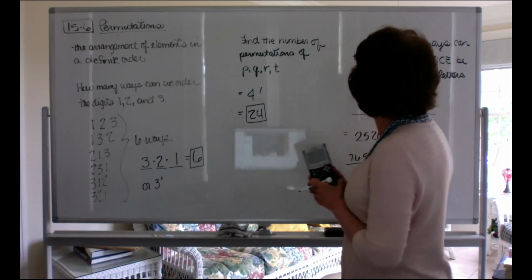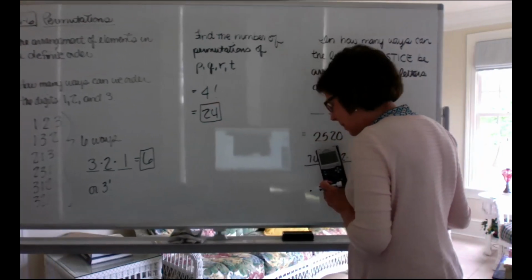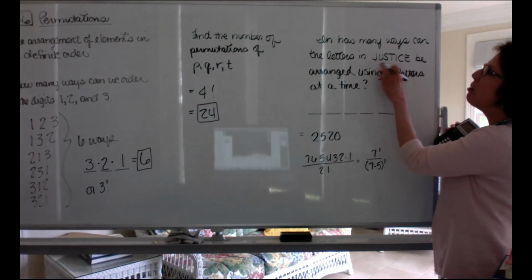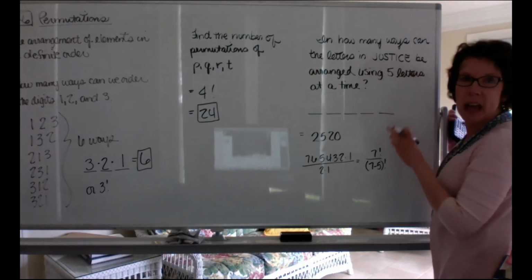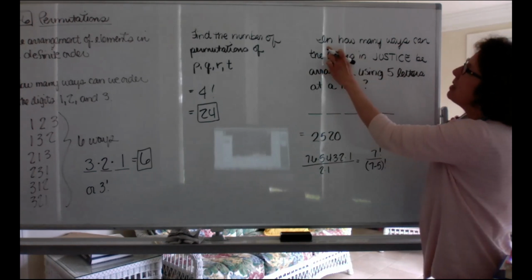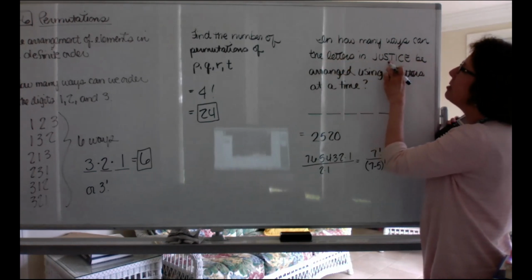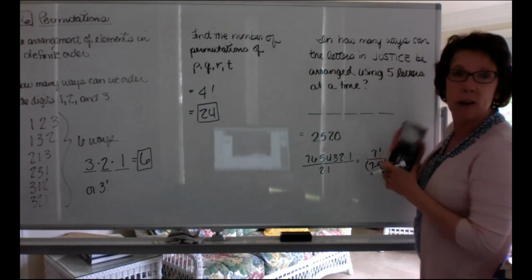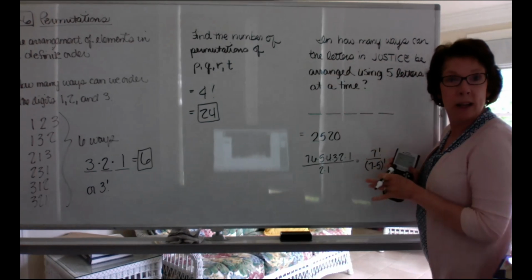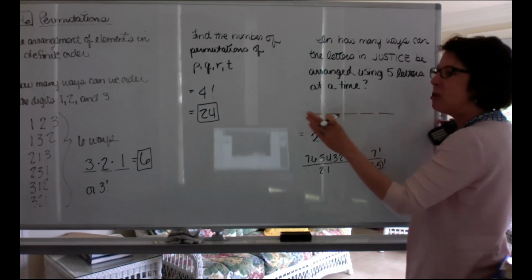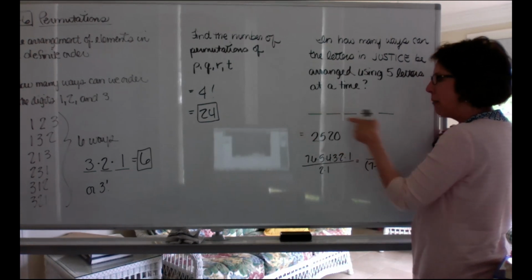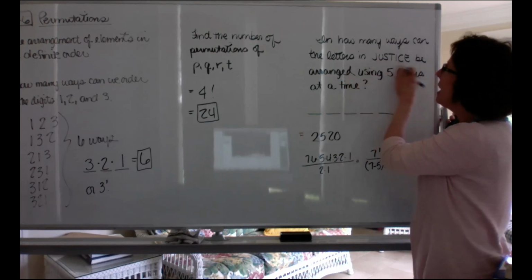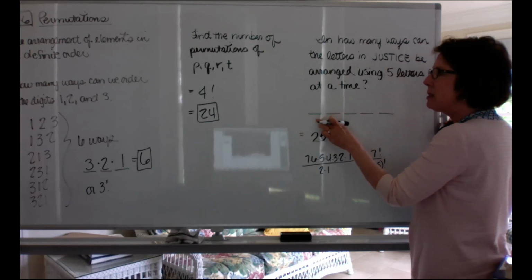Okay. Now, let's make it a little bit more complicated. What if I have the letters in the word justice? So I have 7 letters. But the question is, in how many ways can the letters in the word justice be arranged using only 5 letters at a time? I'm only going to use 5 letters. Well, let's use the same system we used before. I've got 5 slots here instead of 7. So this answer is not going to be 7 factorial. Let's see what it's going to be.